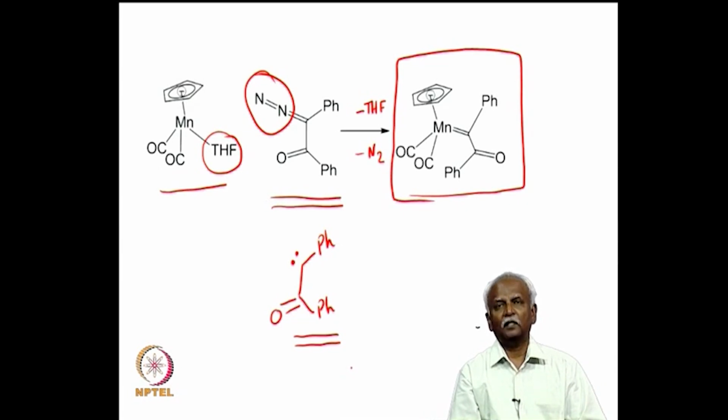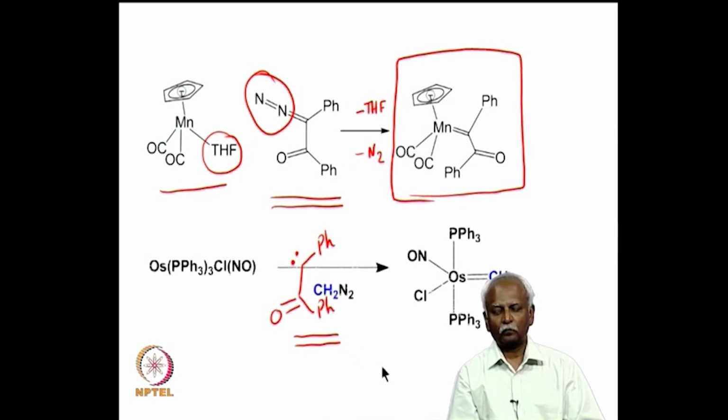So, this is just an example of how you can use a precursor, a diazo molecule which is a precursor for a carbene, to generate it in the presence of the metal complex, and so the 2 reactive species react together to form a carbene complex.